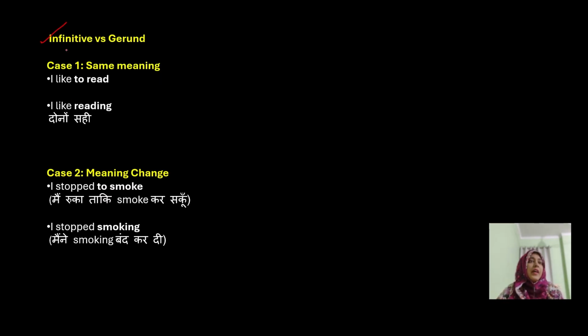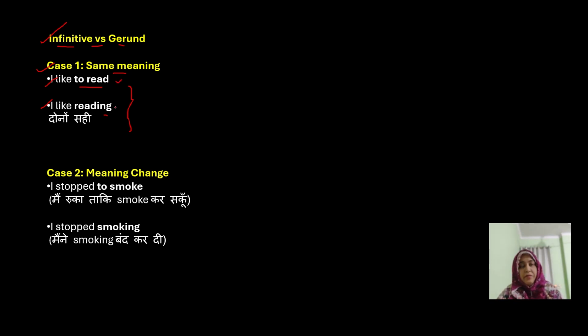Now we will compare infinitive versus gerund. You know what a gerund is, right? So in case 1, same meaning. I like to read, a simple sentence. The second is, I like reading. Both are correct, but the structure of the sentence is different. They both have the same meaning and same purpose, but the style and structure are different. I like reading is a gerund. We are using the gerund formula, and I like to read is an infinitive.